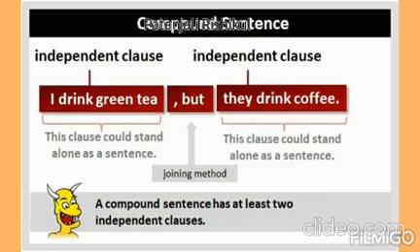Children, I drink green tea is a complete sentence. It has a subject and a predicate. That means it is an independent clause. The same as they drink coffee. It is also an independent clause. So a compound sentence is a sentence which is made up of two independent clauses.